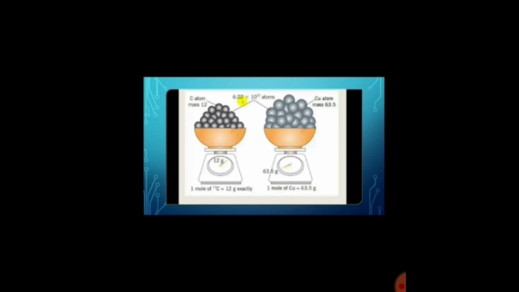Likewise, 1 mole of copper is equal to 63.5 gram of copper, which has 6.023 into 10 to the power 23 copper atoms. So 12 gram is equal to 63.5 gram because they both have an equal number of atoms, that is 6.023 into 10 to the power 23.